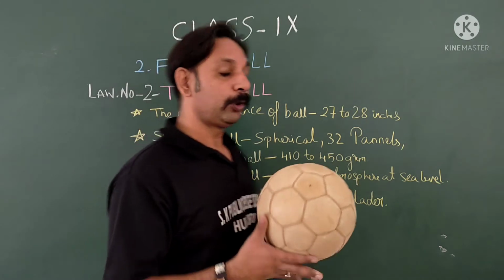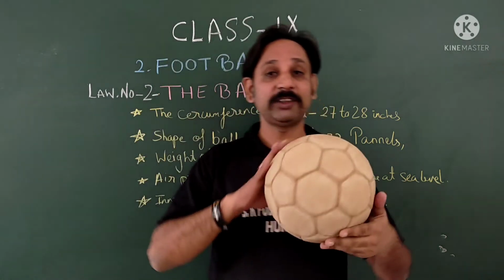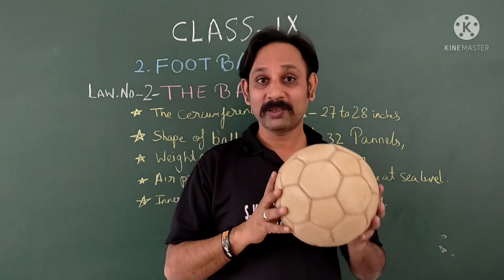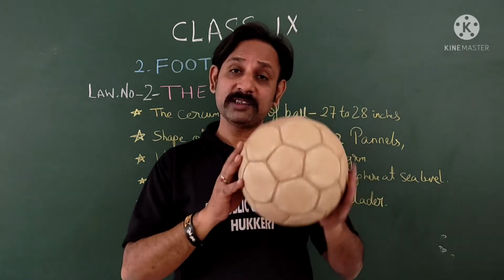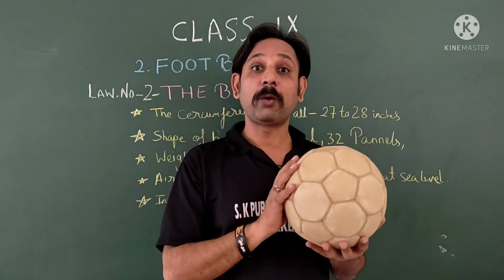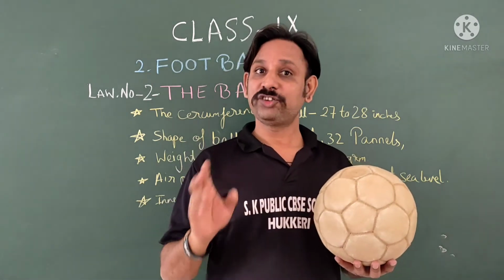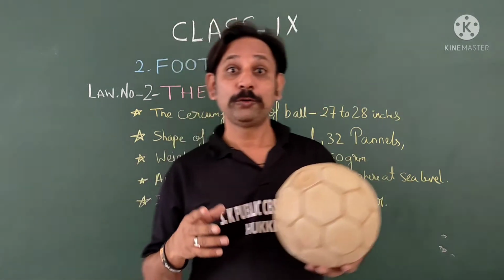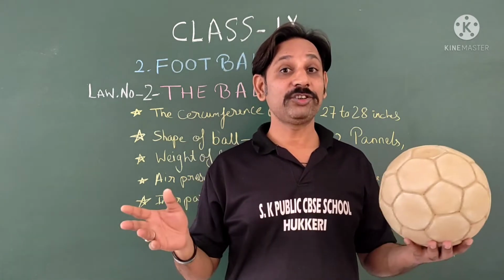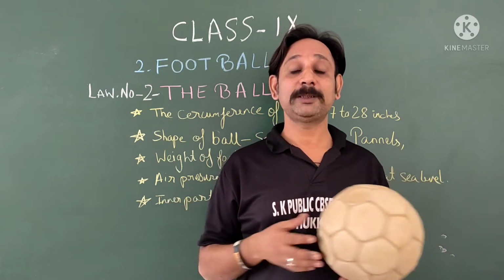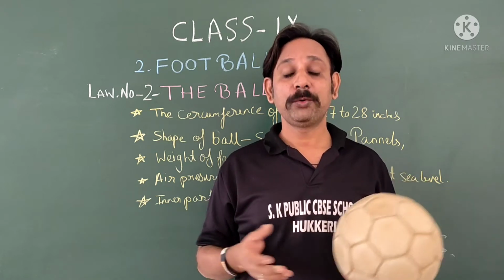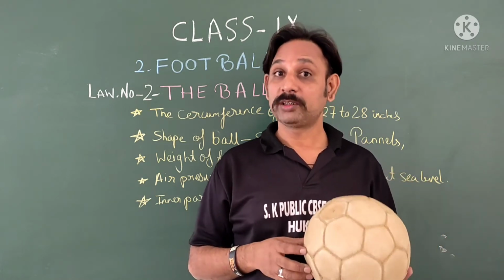The second point is the shape of the ball. When you see it and play with it, you think it is round in shape, right? I know it looks round, but it is not round. It is spherical in shape. You have learned about shapes through mathematics. In mathematics there are different shapes: triangle, rectangle, circle, square, cube, cylinder and many other shapes.